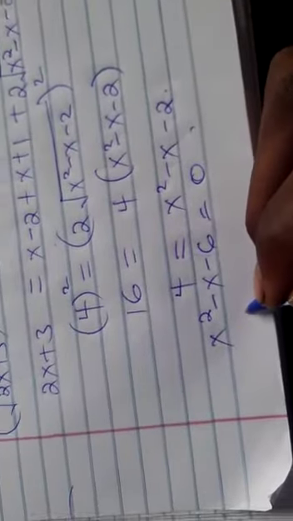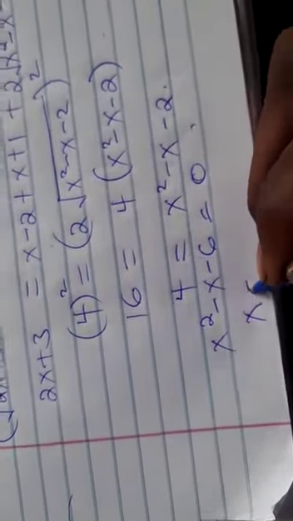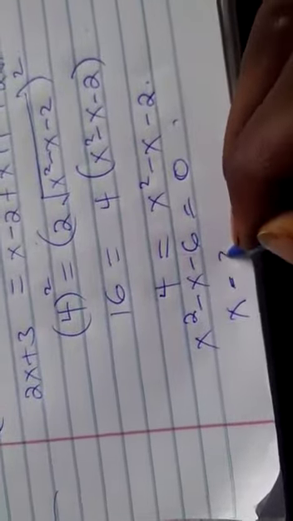Solving it, you come up with x equivalent to 3 or x equivalent to negative 2. But remember, they informed us to prove our answer. And from there, the expression which was given was root 2x plus 3 minus root x plus 1 equivalent to root x minus 2.